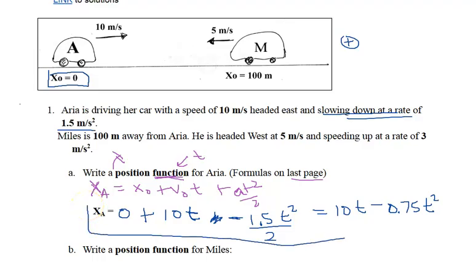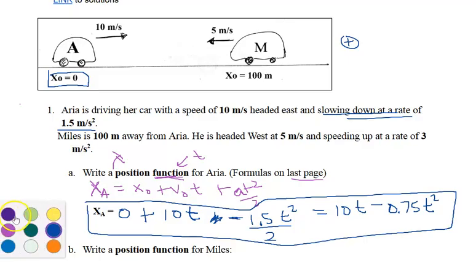So people don't like this because they're like, I haven't solved a problem, but this is the answer. We wrote a position function where you're going to input whatever time you want in two different spots, and you're going to get a location of where she is.